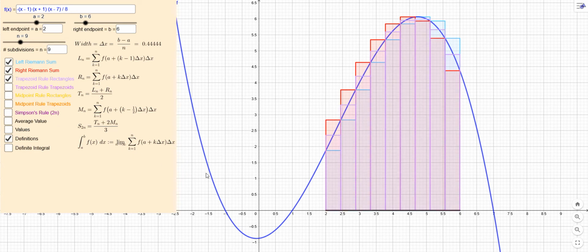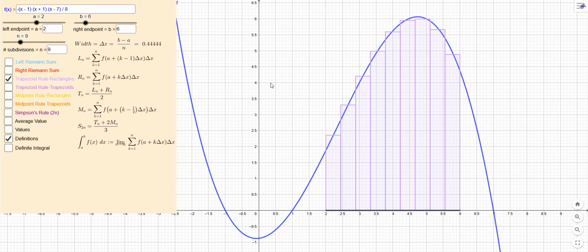If you look, these purple rectangles are exactly halfway between the left and right rectangles in their heights, and thus exactly halfway in between in their areas. So if we just average those on each one, we're going to get those rectangles there. And so this gives you a way to illustrate the trapezoid rule, it's called, as rectangles.